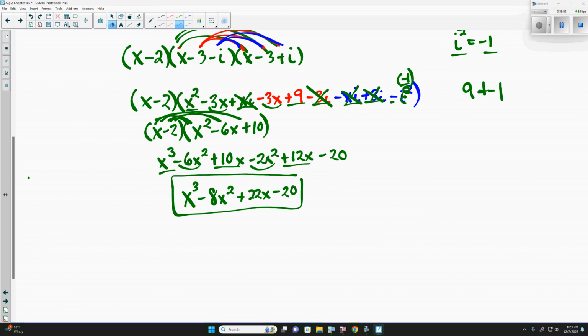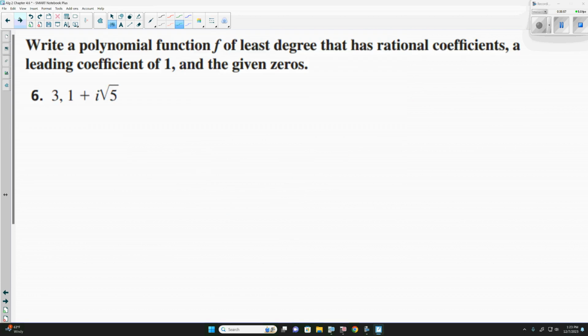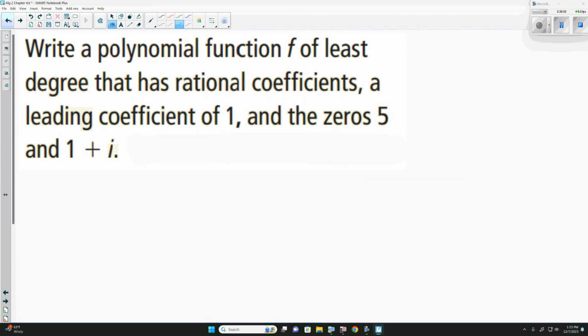We'll finish these note sheets due tomorrow. So we'll do one more of these tomorrow. And then we're going to finish this up.